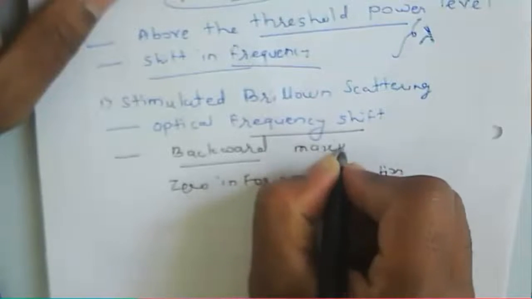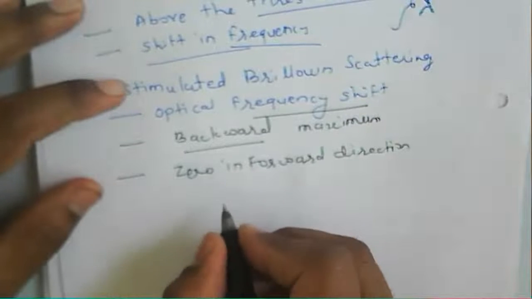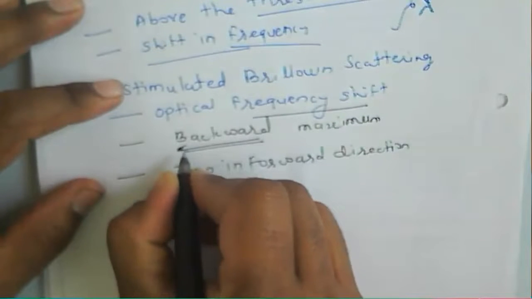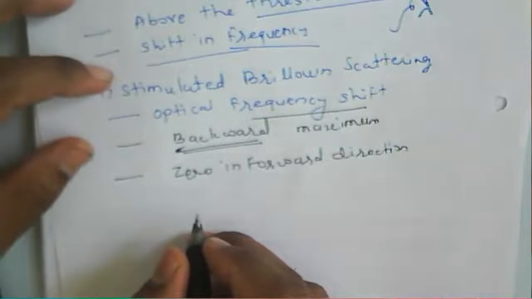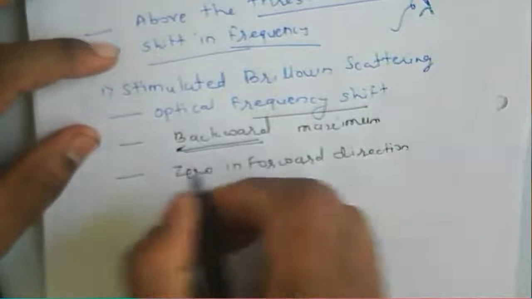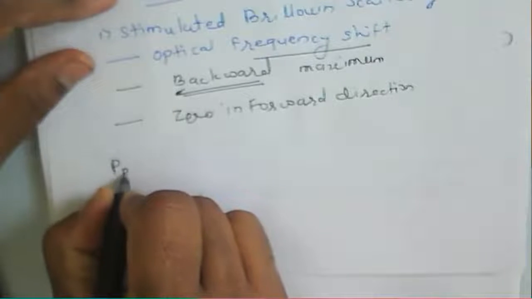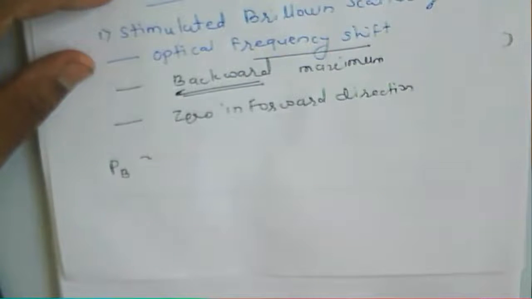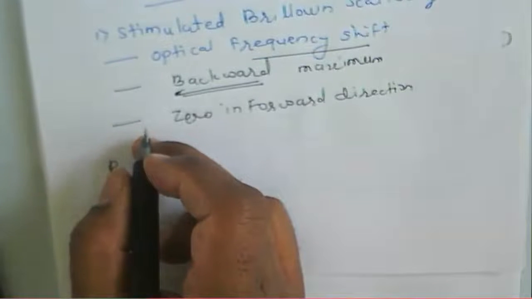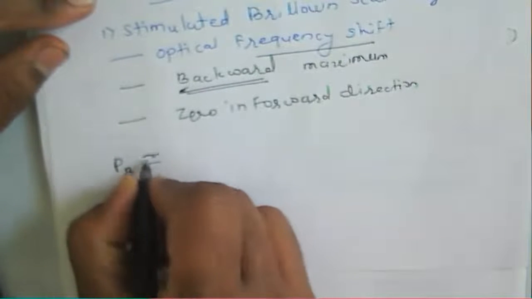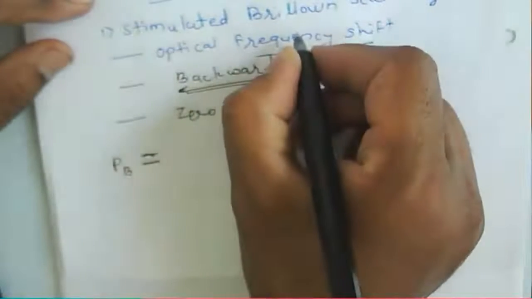Means it is at a maximum here, but in the forward direction it is zero. Means the signal is backward here, so that's why it is called stimulated Brillouin scattering, or we can say backscattering, and that occurs above the threshold power level. At what particular threshold power level? We need to calculate what the operating wavelength and the fiber diameter will be, because the wavelength and everything changes based on the core of the fiber. So that is about stimulated Brillouin scattering.